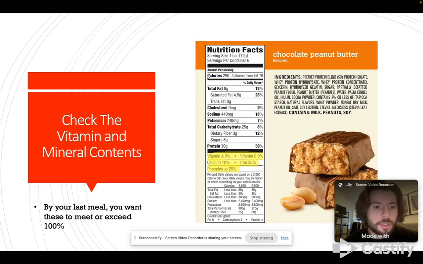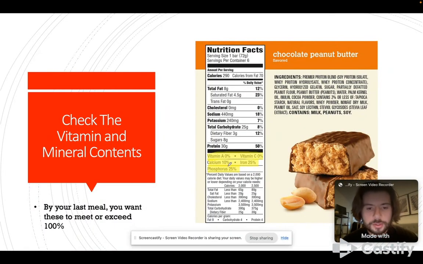Moving on, at the bottom here, we want to check our vitamin and mineral contents. So you can see in this particular protein bar, there's not an overwhelming amount of vitamins and minerals, but there are some, like calcium, some iron, some phosphorus. There's not any vitamin A or vitamin C. They just wanted to make that clear. And there's also a multitude of other vitamins and minerals that they could list and put at 0%. But these are our main ones.